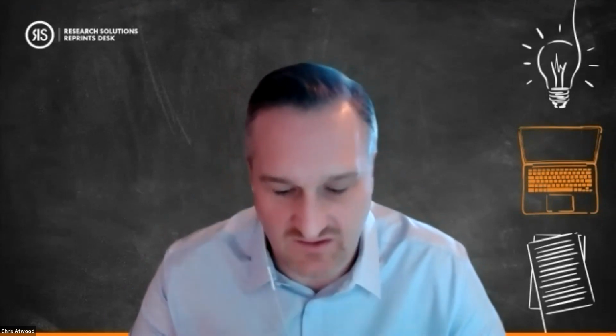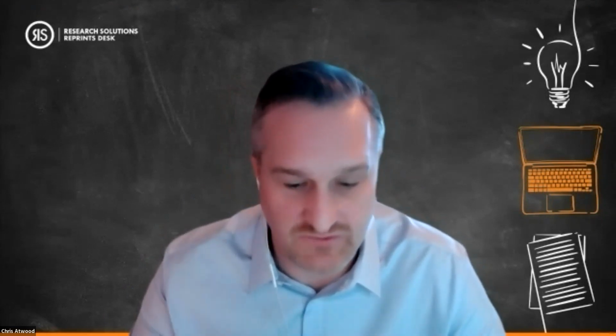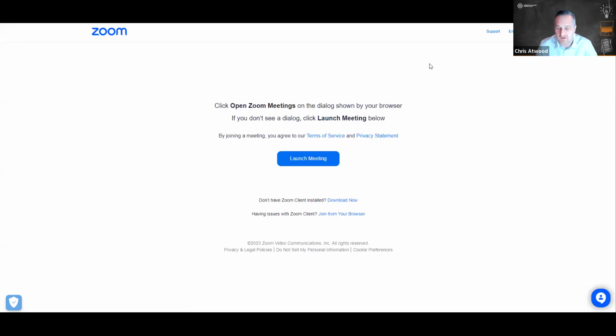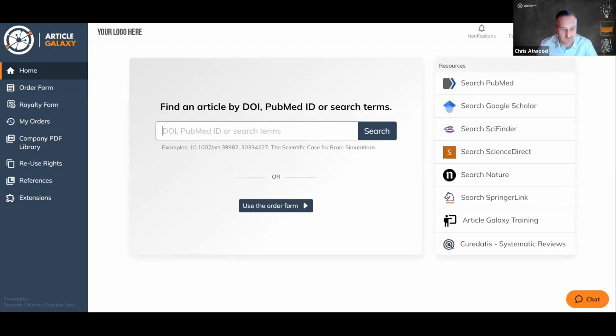So like I said, Juan will tie all of the Article Galaxy functionality of ordering articles and acquiring that content to Article Galaxy references, and how you can manage that literature once you acquire it. So with that said, I hand it to you, Juan. All right. Thanks, Chris. Appreciate that. I'm sorry about my technical difficulties, but here I am.